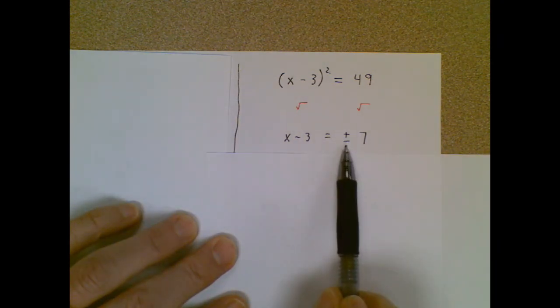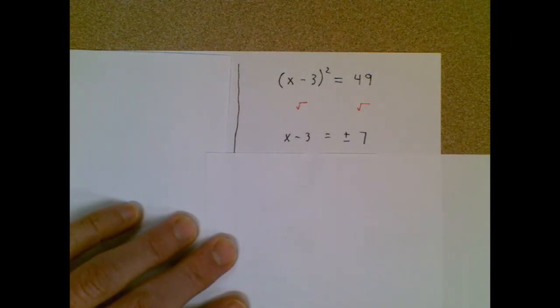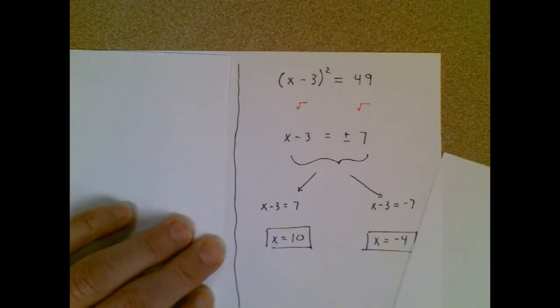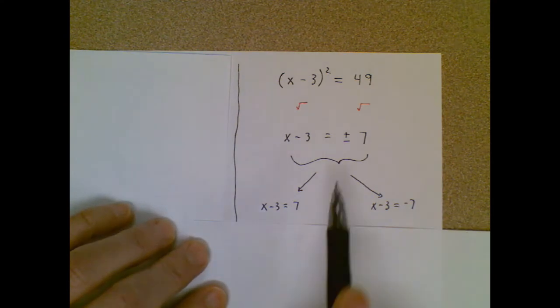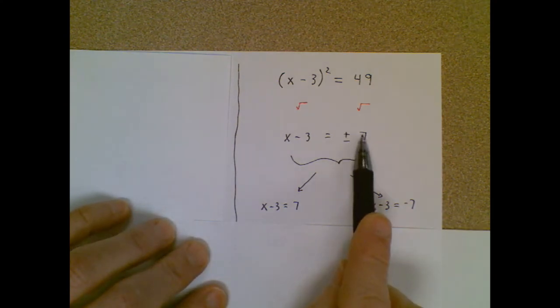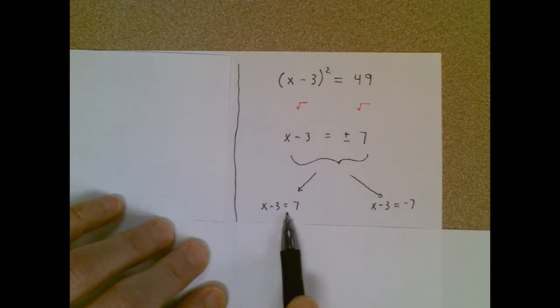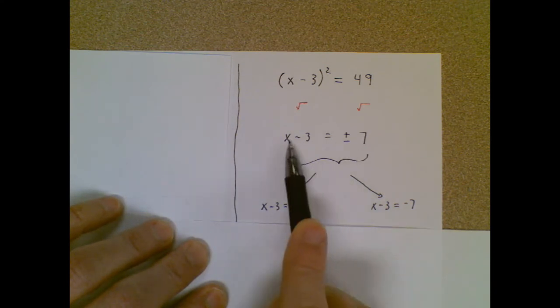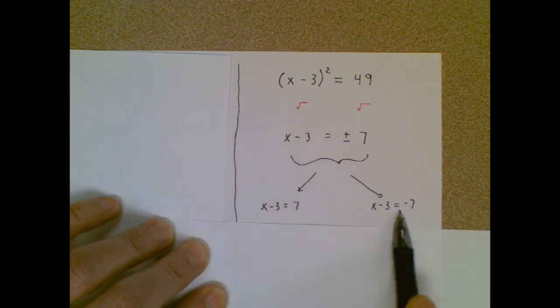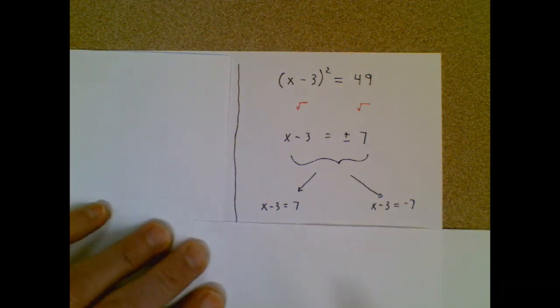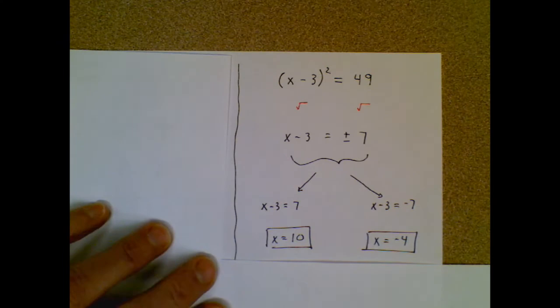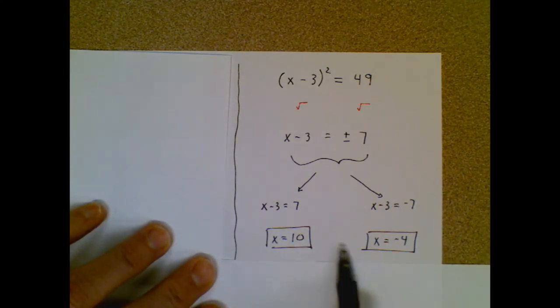So what I'm going to do, almost any time I have a plus or minus, this strategy is going to work out if I do something like this. Just use the plus 7 for a second. X minus 3 equals positive 7. Write that down. Now focus on the minus. X minus 3 equals negative 7. Write that down. Now I have 2 very simple equations to solve, and I get my 2 answers.